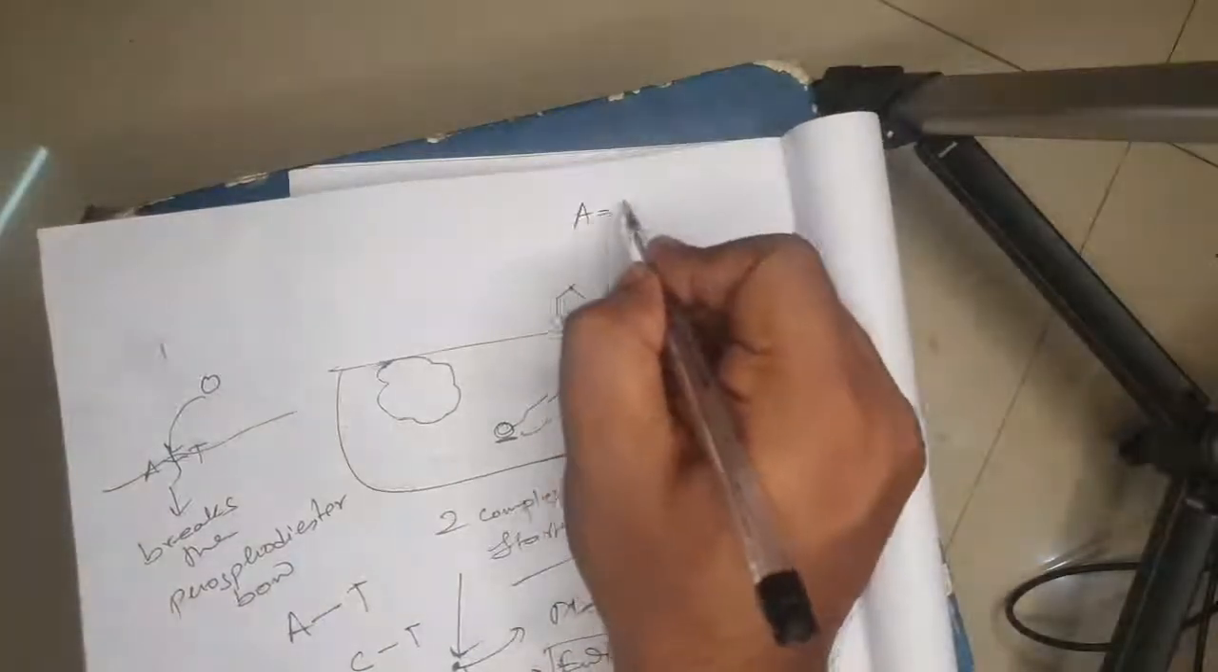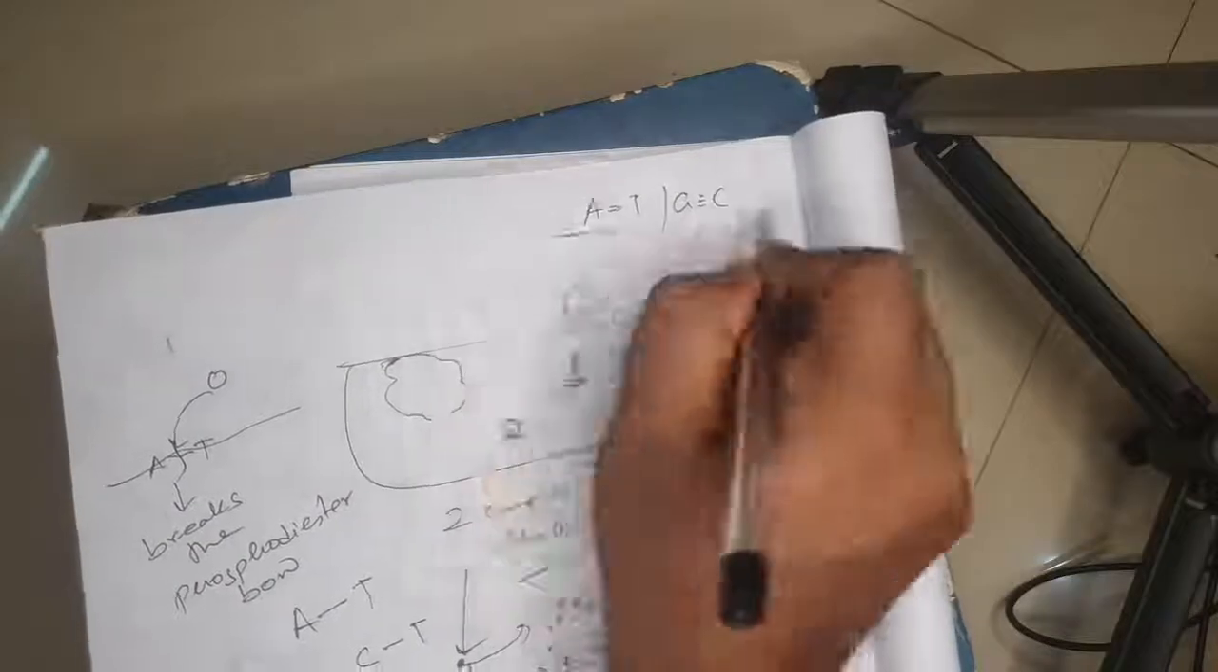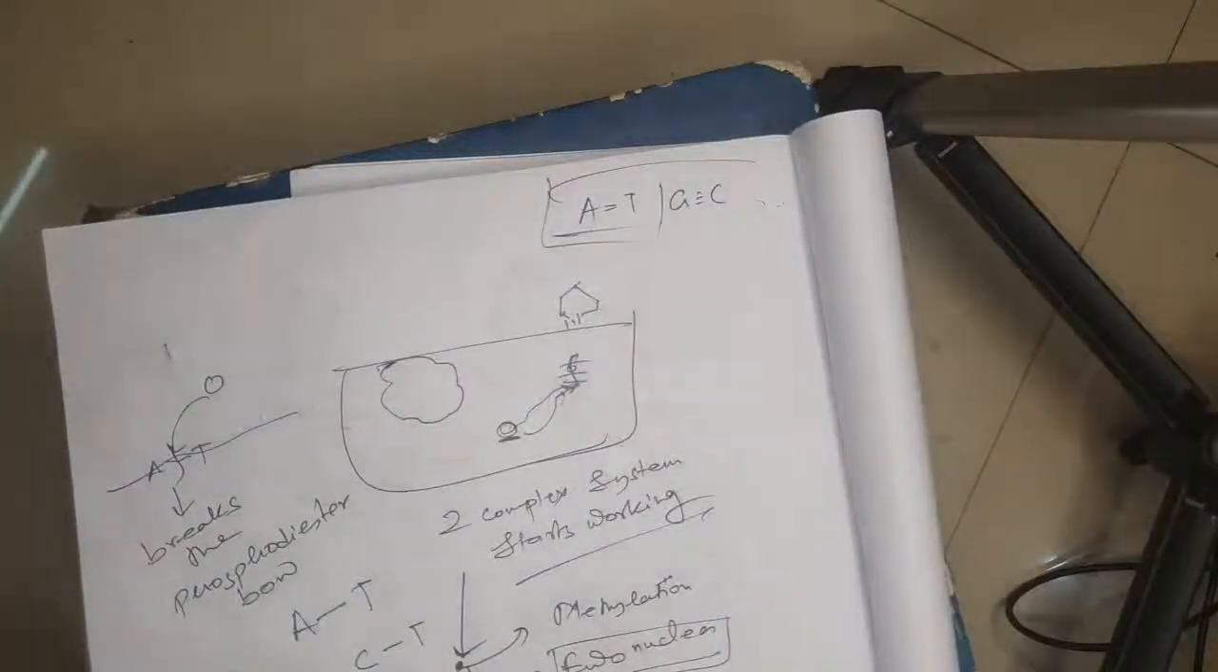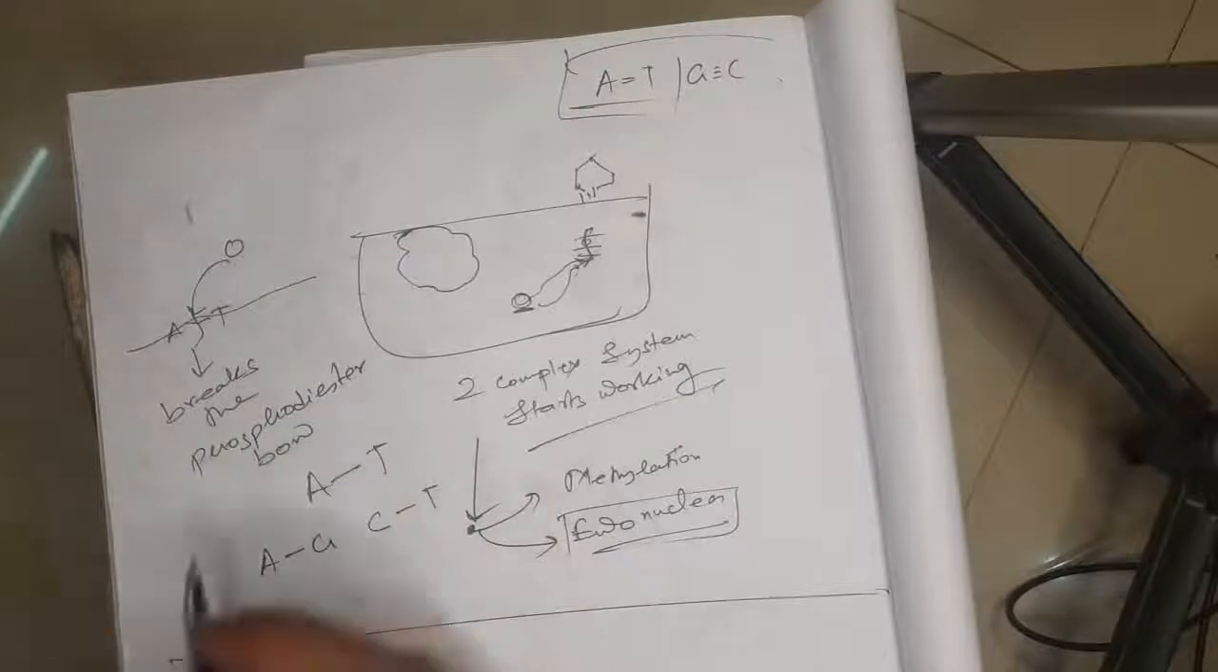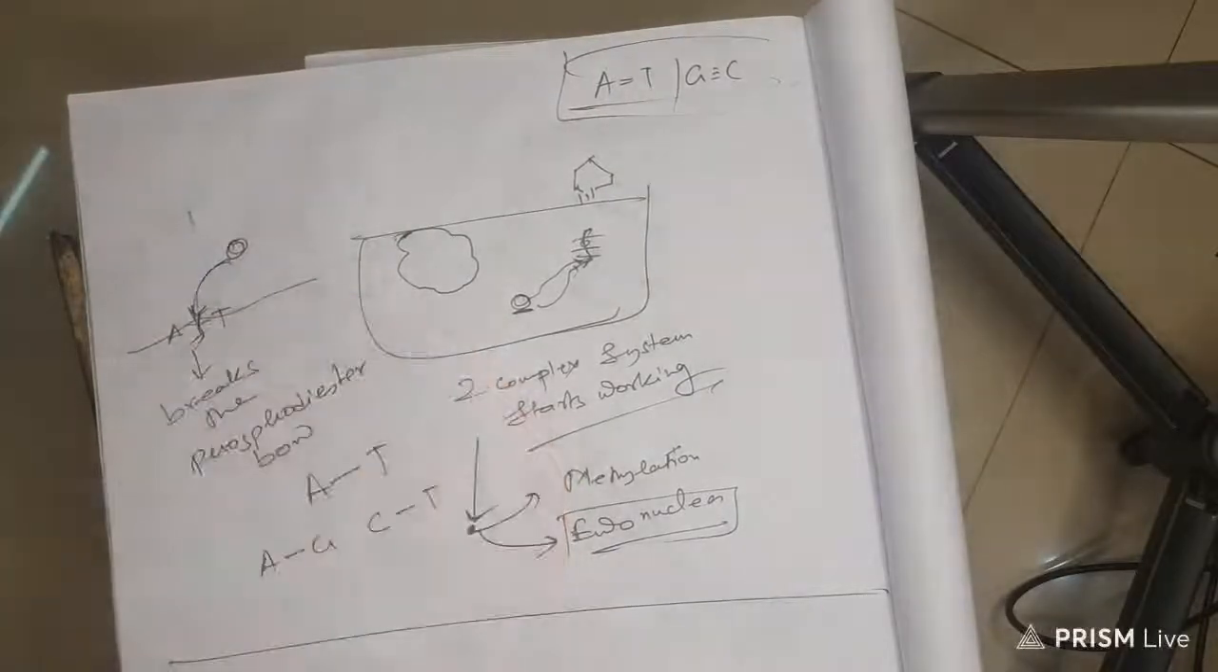Hydrogen bonds are A double bonded to T and G triple bonded to C. This is different. Here we are talking about the phosphodiester bonds. Now the endonuclease will go and cut it here, and it will open up.